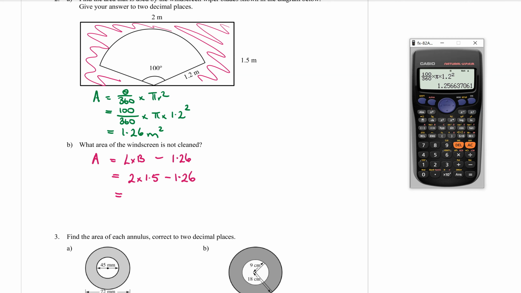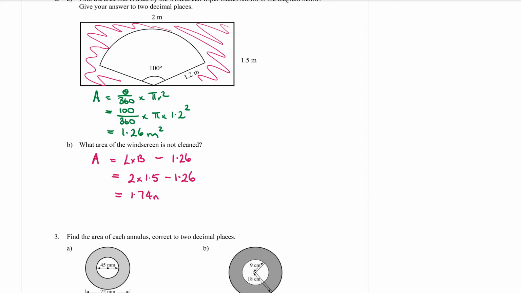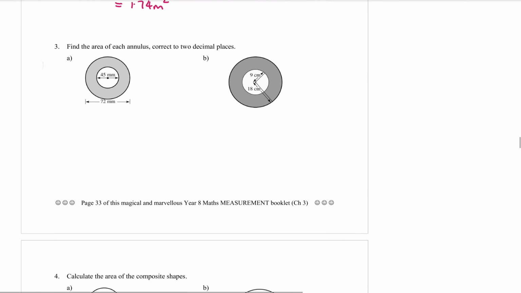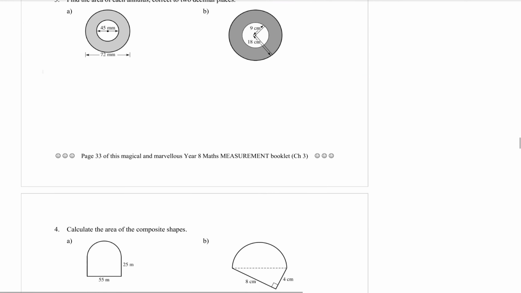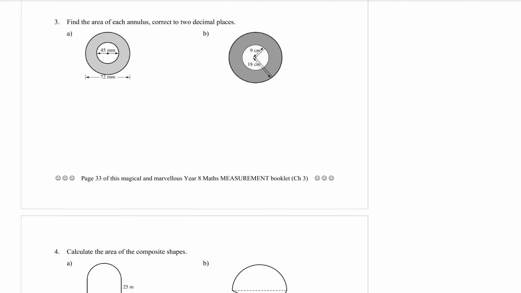So on the calculator, 2 times 1.5 minus the 1.26 is 1.74 meters squared that had not been cleaned. All right, that's the end of that question. Question 3 is to find the area of each annulus. So the formula that I'm going to use is A for area equals pi bracket big radius squared minus little radius squared.